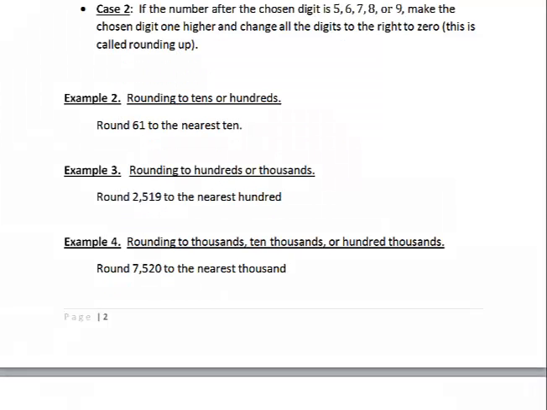Okay. Example 2 says rounding to tens or hundreds, and they give us the number 61. It says round it to the nearest tenths. This may not be entirely necessary, but we'll label the place values of this number. 6 is in the tens, and 1 is in the ones. So the place that we want to round to is the place where the 6 is located.